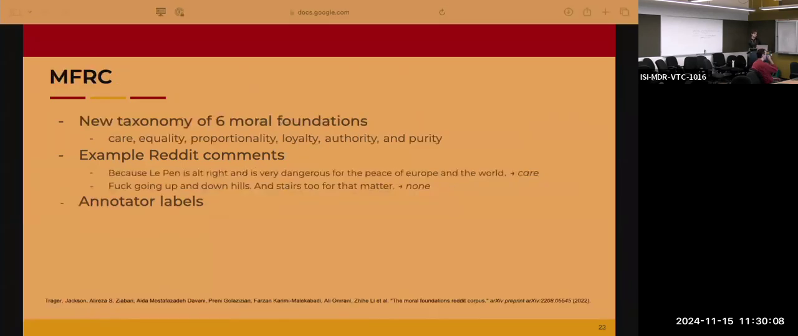And finally, we have MFRC. This contains the newest taxonomy of 6 moral foundations compared to the earlier 5 moral foundations. These, again, are Reddit comments. And again, we have annotator-level labels here to experiment with.